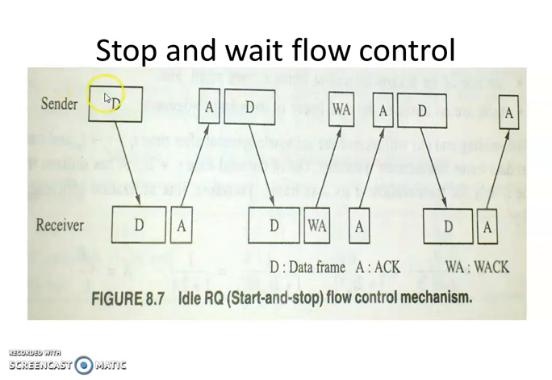Now in this method, there is a sender and there is a receiver, and the frames are not numbered. Only one frame is sent at a time, so the frames are not numbered over here. The sender sends one frame, and the receiver receives it. If it receives it properly, it will send an acknowledgement. This method is designed in such a way that until the sender receives the acknowledgement for the frame that it has sent, it will not send the next frame. So it has to wait for the acknowledgement to come.